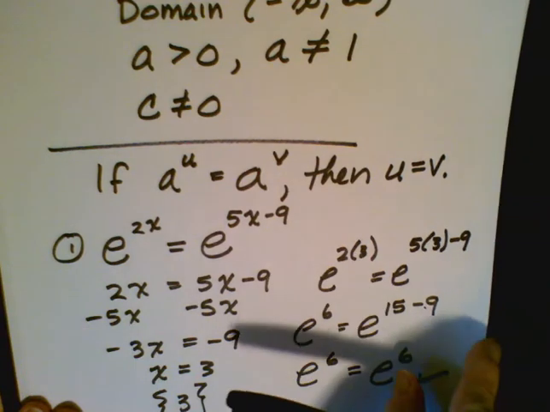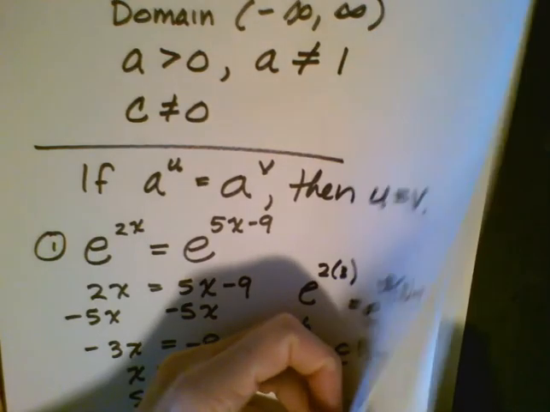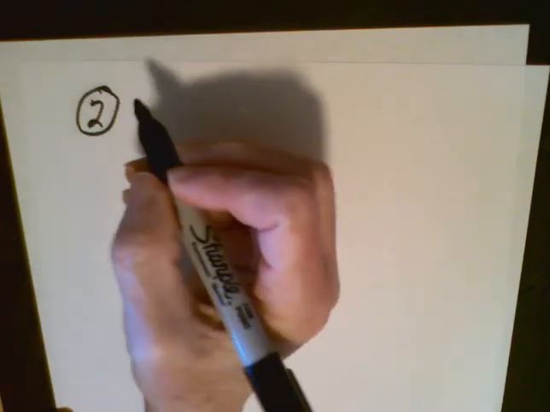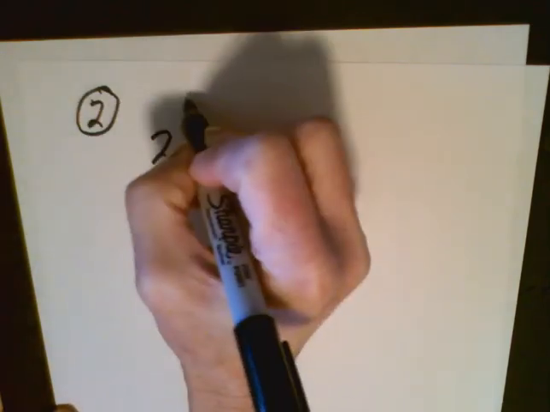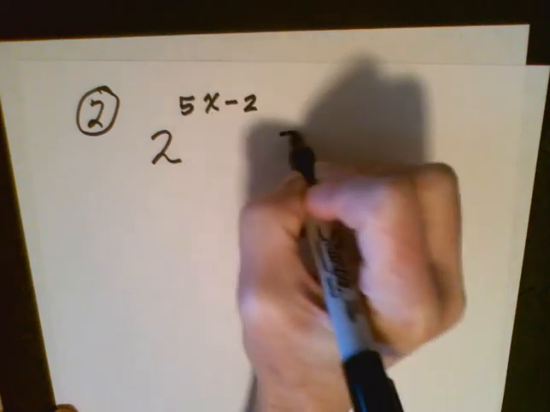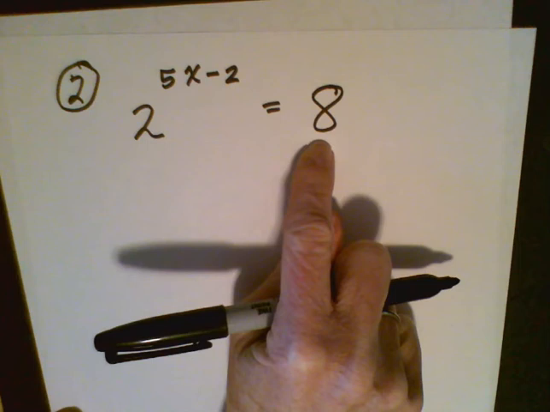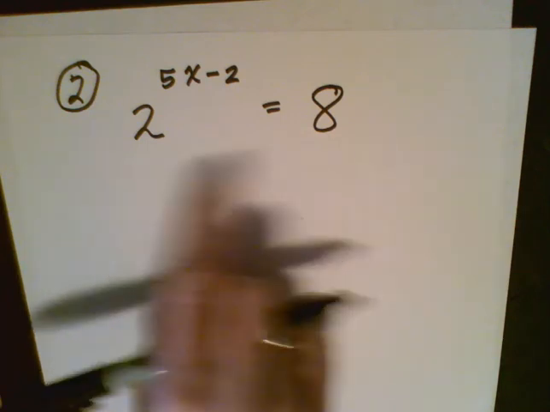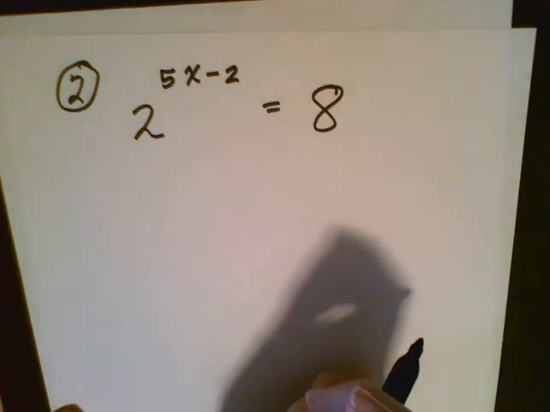But what if it's not? We might see one that looks a little bit different. So my second example here is 2 to the 5x minus 2 equals 8. So we don't have the same base on each side, and the idea would be to try and write both sides with the same base.